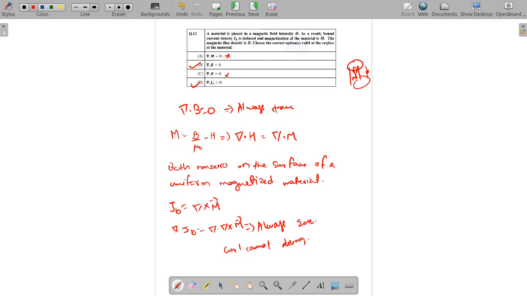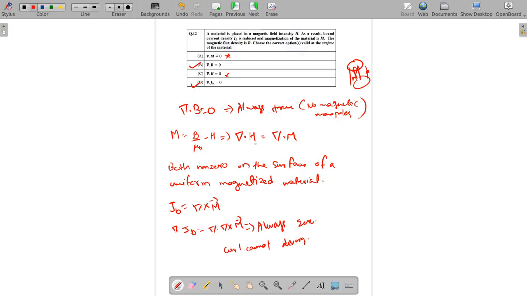So del dot M equals 0? Okay, del dot B equals 0 is always true because there are no magnetic monopoles. So this relation is always and everywhere true. Del dot B is always 0. So this is true. Now M, the magnetization, is given by B by mu 0 minus H. So del dot M is basically del dot B by mu 0, which is 0, minus del dot H. So del dot H equals minus del dot M.